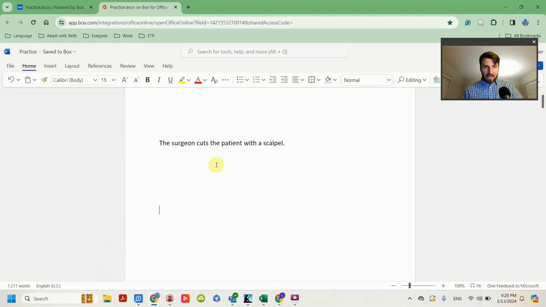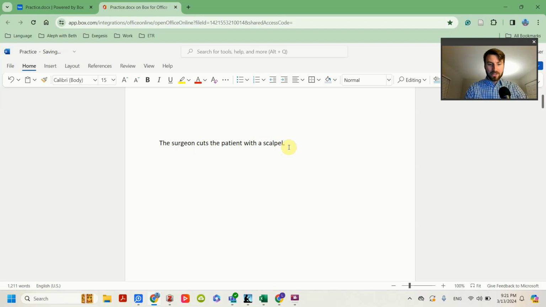So I have a sentence here: the surgeon cuts the patient with a scalpel. Okay, so our verb is cuts, and the subject is the surgeon, and the surgeon is doing the cutting. The surgeon is active in the cutting. What if we want to make the verb passive? And so here we want to make the patient the subject. How would we change this sentence into the passive voice?